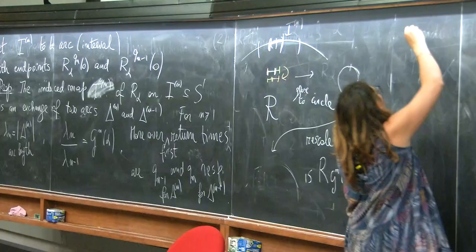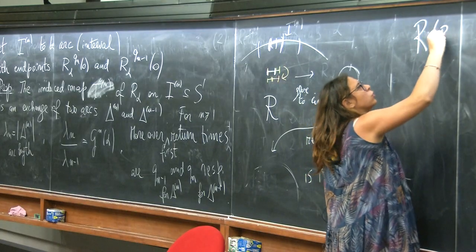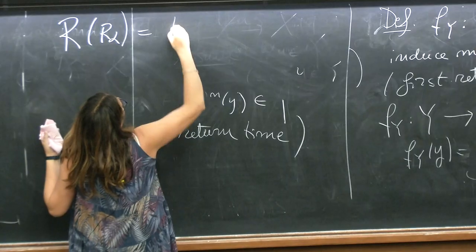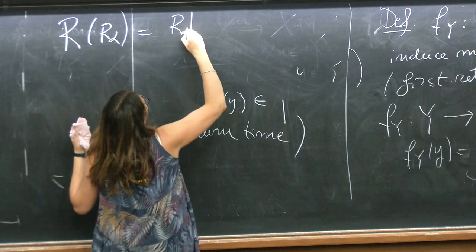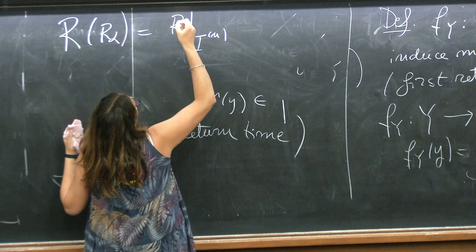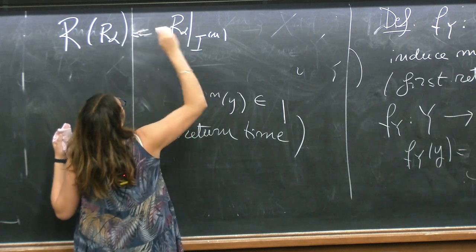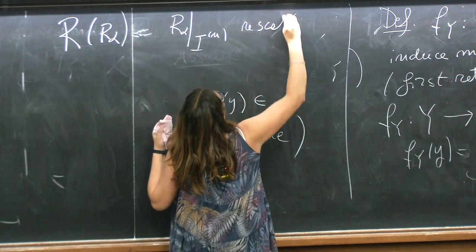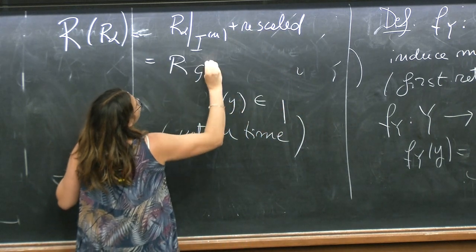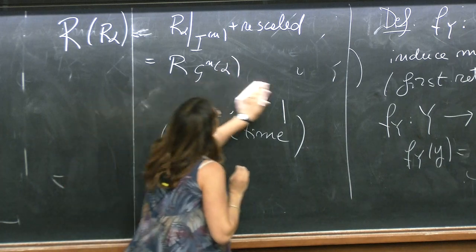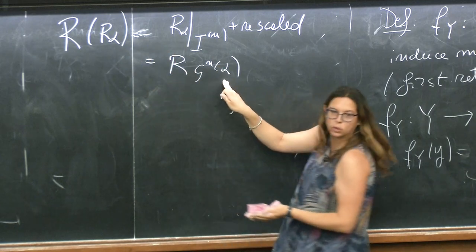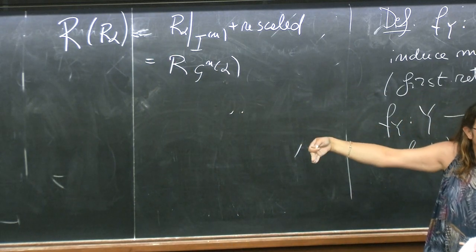Renormalization: R of my rotation is obtained by R alpha induced on this interval In, and then rescaled. And this is actually equal to R of Gauss to the n of alpha. So on the parameter space of rotations, or rotation numbers, this renormalization procedure is described by the Gauss map.